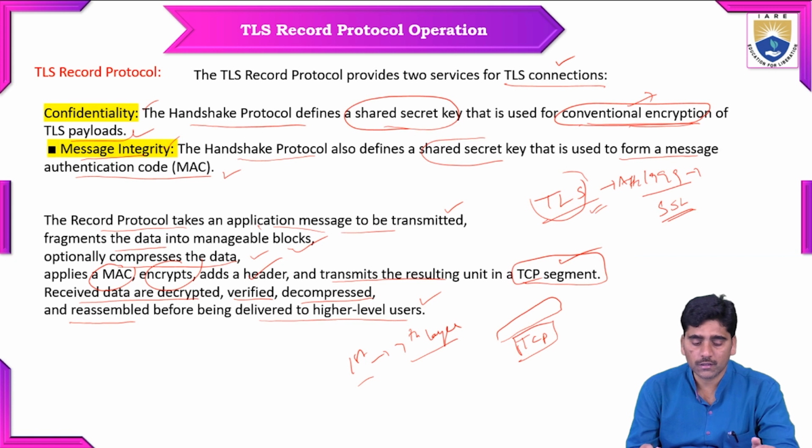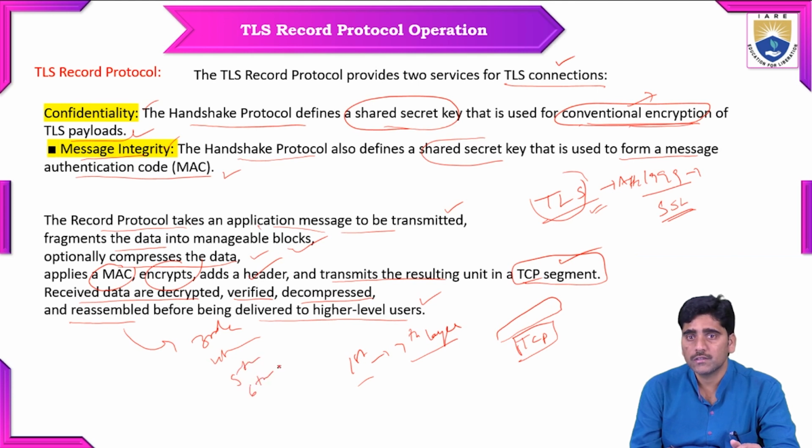At the second layer, the received data are decrypted, then verified, then decompressed and reassembled, and forwarded to the next layer, that is the third layer. In the same way, it goes from the third layer to the fourth, fifth, sixth, and seventh layer. For all the layers, the message applies MAC, encryption, and adds headers, transmitting the result to the next layer.